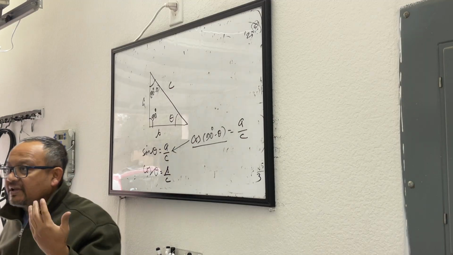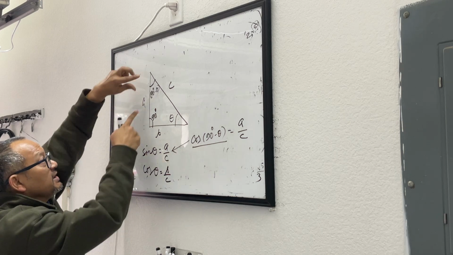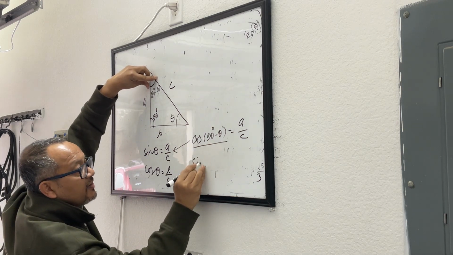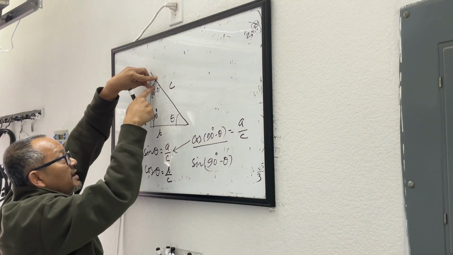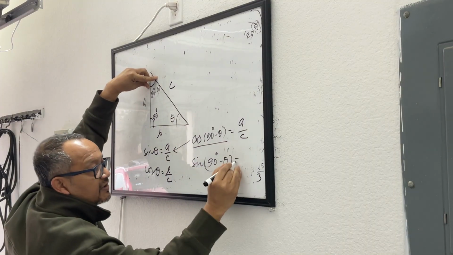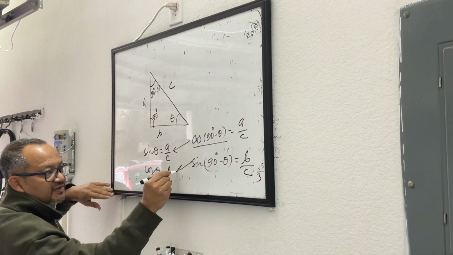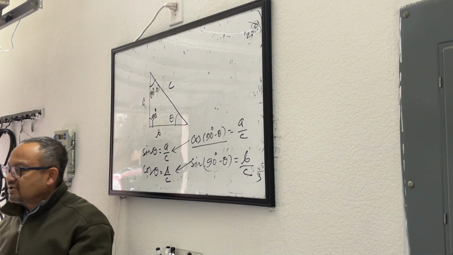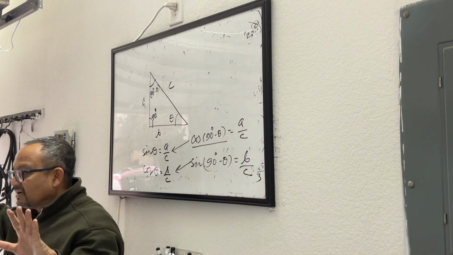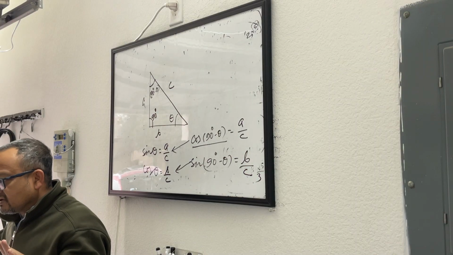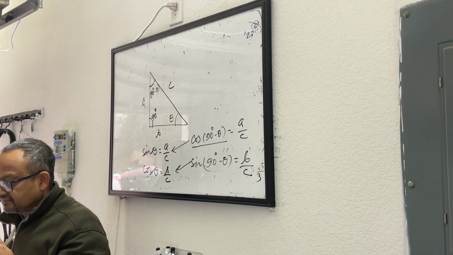So sine of theta is equal to cos of 90 degrees minus theta, or vice versa. If you are talking about sine of 90 degrees minus theta, this is my angle, and the opposite side would be B over hypotenuse C. This again matches. So the theorem of complementary angles means sine of theta is equal to cos of 90 degrees minus theta, and cos of theta is equal to sine of 90 degrees minus theta.